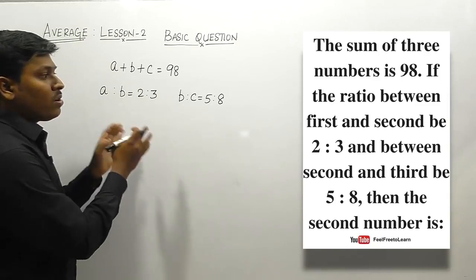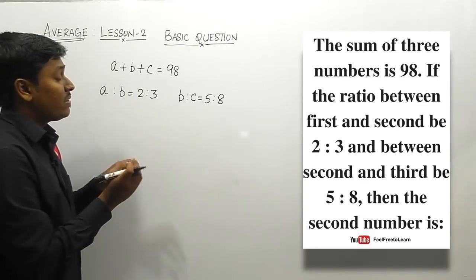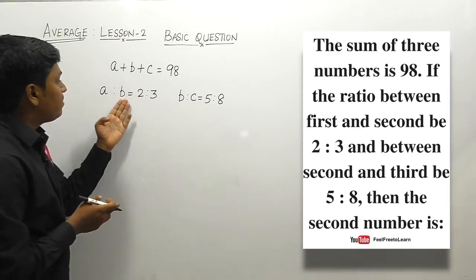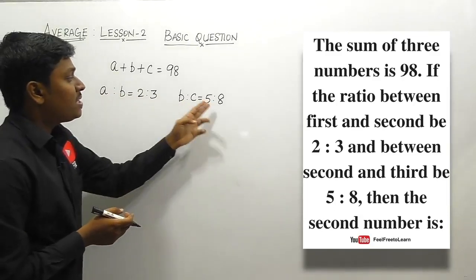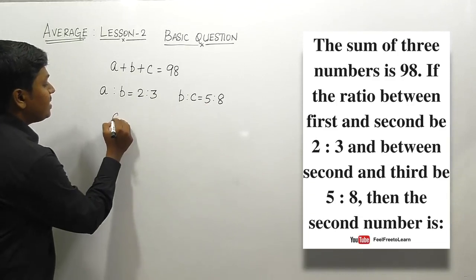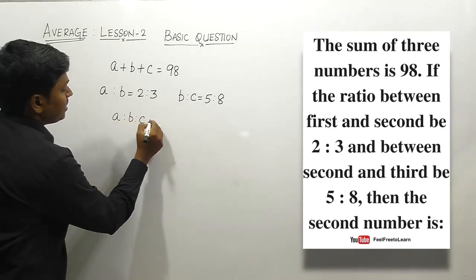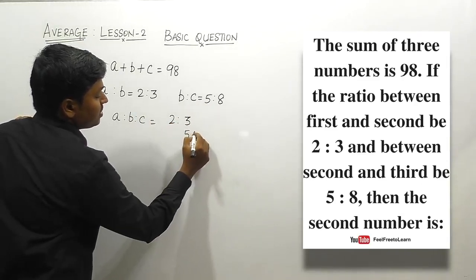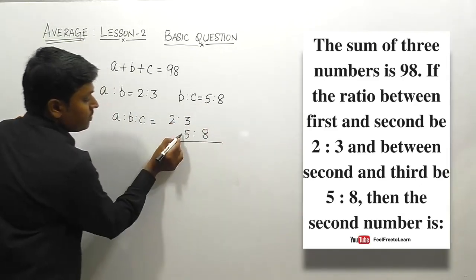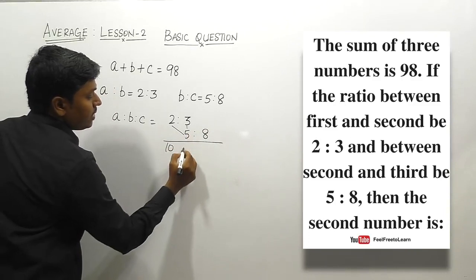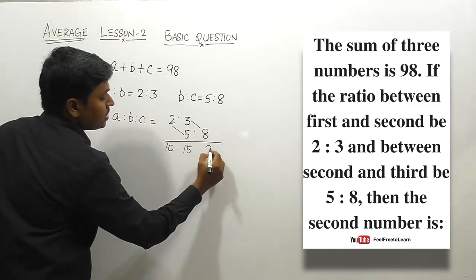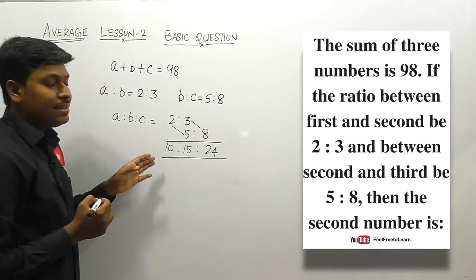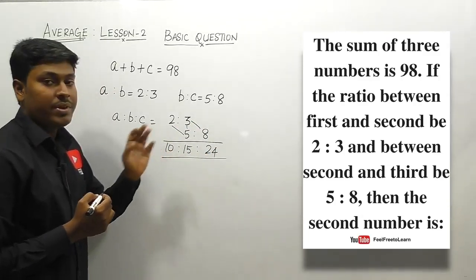So friends, let me move on to the shortcut method for this question, right? So friends, if you already learned ratio and proportion, you know that A is to B will be 2:3 and B is to C will be 5:8. Then you can easily say what the ratio of A, B and C is. So finally we can say that 5 into 2 will be 10, 5 into 3 will be 15, and 8 into 3 will be 24. So the ratio of A, B and C will be 10:15:24, right?